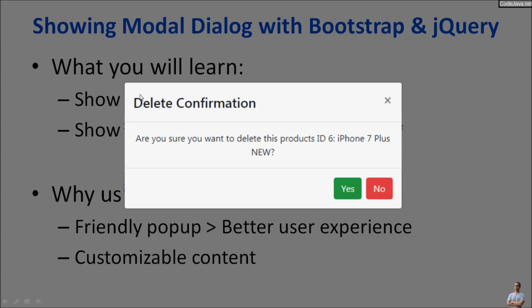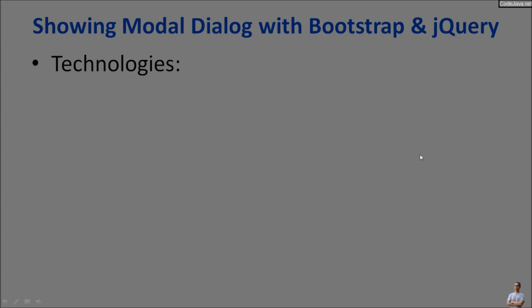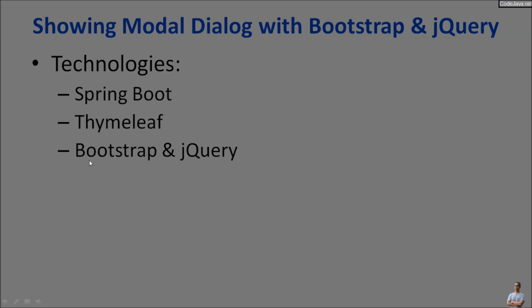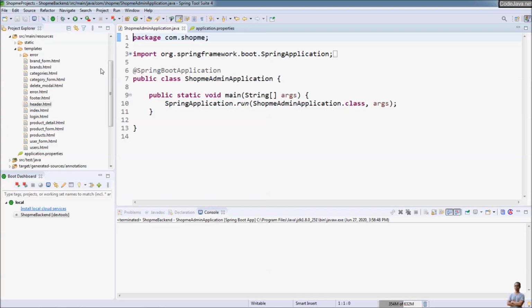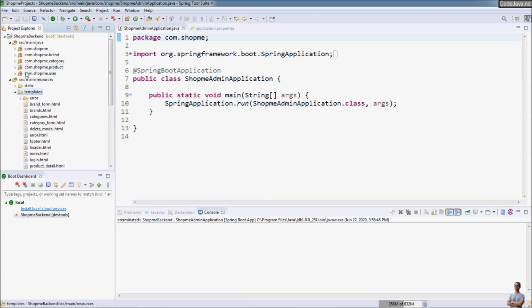You see. Suppose that we have an existing Java project using the following technologies: Spring Boot, Thymeleaf, Bootstrap and jQuery for the view layer for the front end. And I'm using the following software programs: Java Development Kit JDK and Spring Tool Suite IDE STS. You see, this is a Spring Boot project in Spring Tool Suite IDE that uses jQuery and Bootstrap.